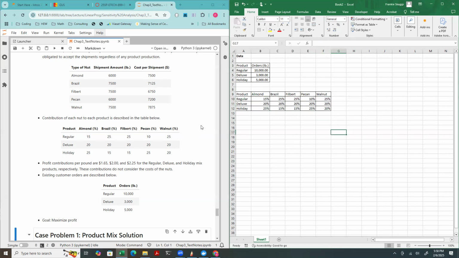All right, so there's that. And I'm going to go ahead and invert this table, or transpose it, if you will, just so I can take advantage of consistent orientations. So like here, I'm going to say type of nut, and we'd have shipment amount, shipment cost.